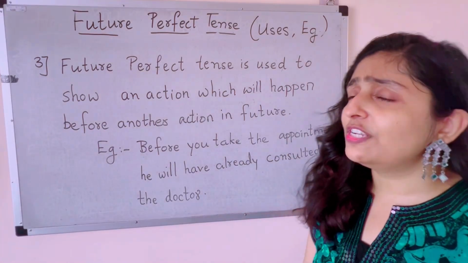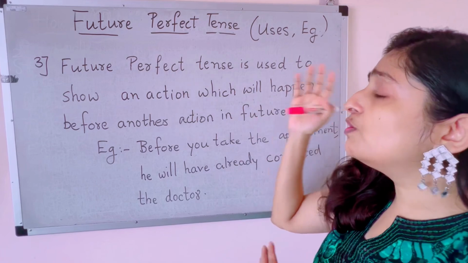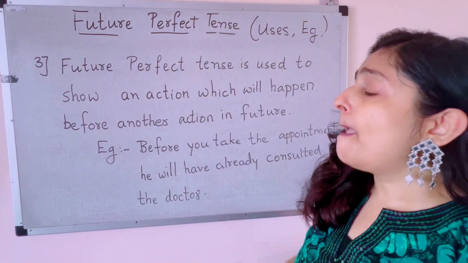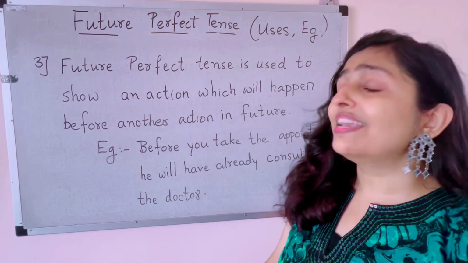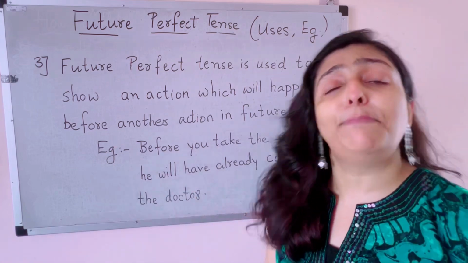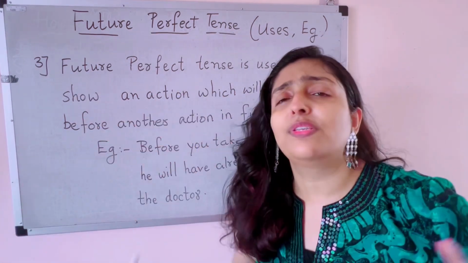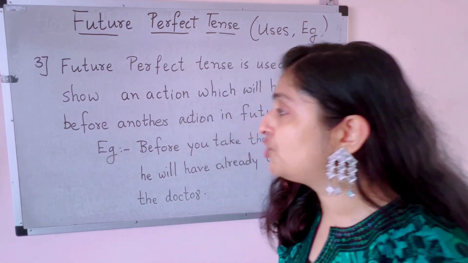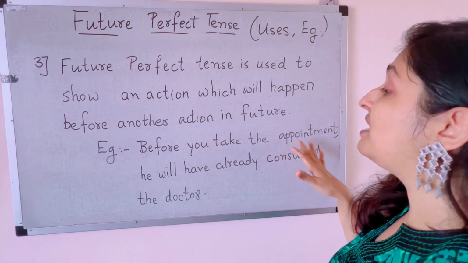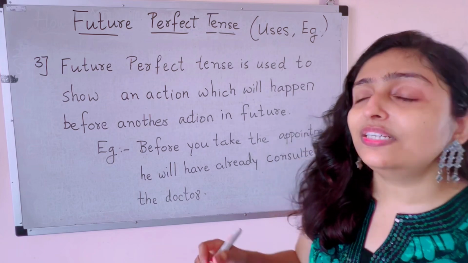Rule number 3, which we had seen before: future perfect tense is used to show an action which will happen before another action in the future. An action will have already happened before another action, and both these actions take place in the future. Example: before you even take the appointment, he will have already consulted the doctor.